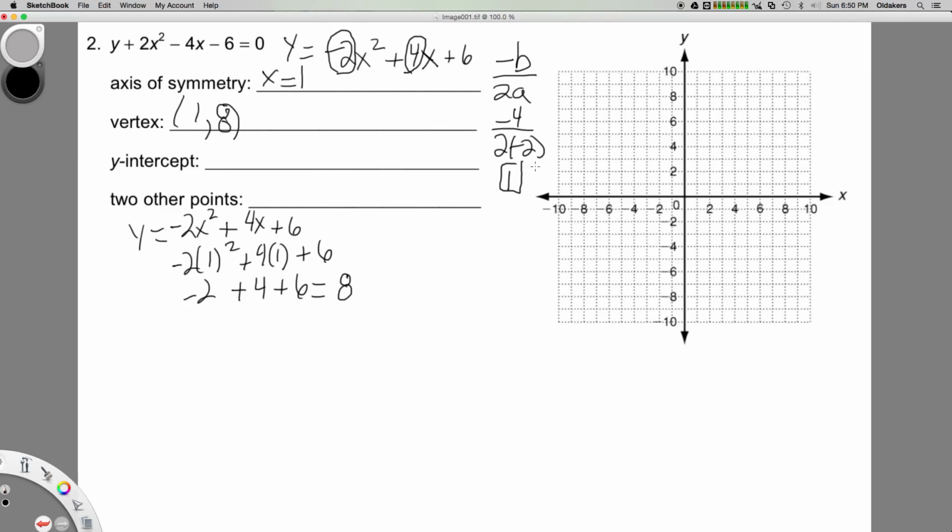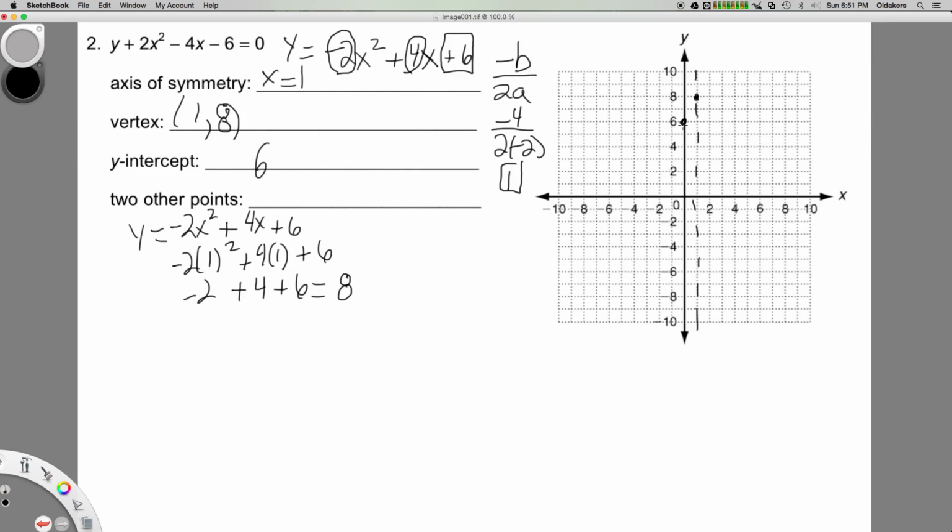I will go ahead and plot it. I'll go over 1, up 8, make a little dot. You can also note the axis of symmetry as a dashed vertical line right through x equals 1. That's not too terrible. So, there you go. Now, next thing, easy to identify, y-intercept. You just go over, look at your function, and identify c. c is always your y-intercept. No variable on it, so y-intercept is at 0, 6. I will go ahead and plot that.